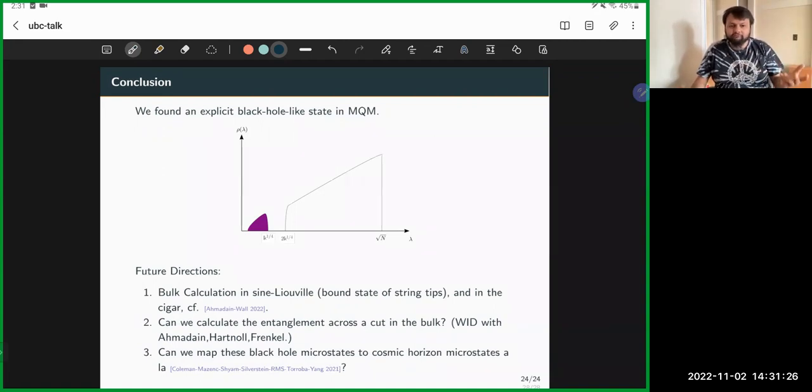So a future direction, of course, is to understand the sine-Liouville better. Try to make a bulk calculation in the cigar using the off-shell stuff that Amar and Aaron are working on. Can we calculate the entanglement across some cut in the bulk? We had some brief discussions a few months ago with Sean Hutnall. And finally, I had this recent paper with Eva Silverstein and others where we took some black hole microstates and mapped them to microstates of a cosmic horizon in de Sitter. And the natural question is, can one do that with these microstates as well, using TT bar deformations and so on? Yes, that's it. Thanks a lot.